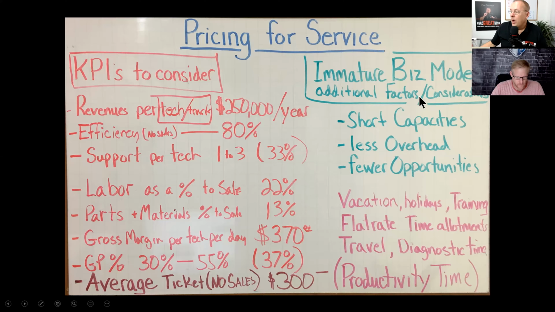But we have to face reality in the meantime. We're in an immature business model right now, so there are some additional factors that we want to consider. The primary one is that we're short on capacity. These big companies are pricing this way because they can pretty much keep their guys running 40 hours a week.